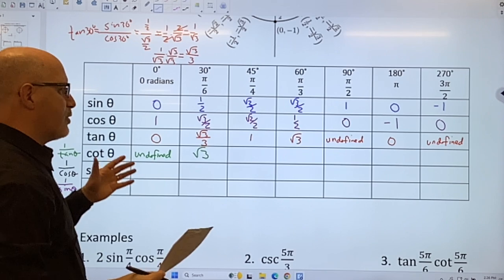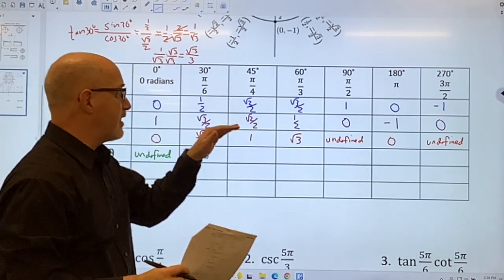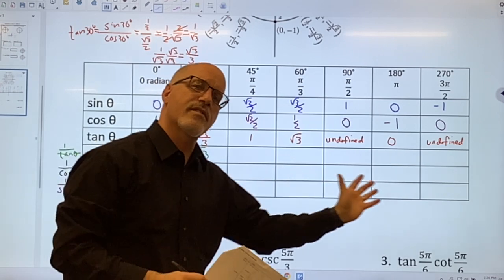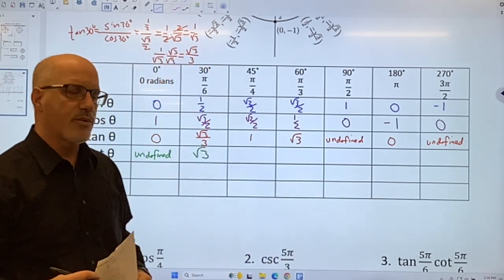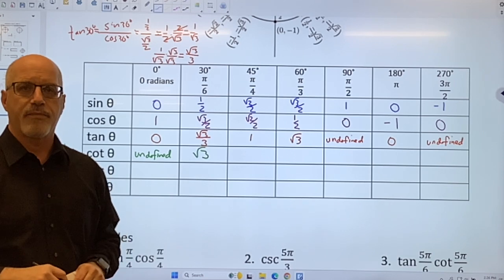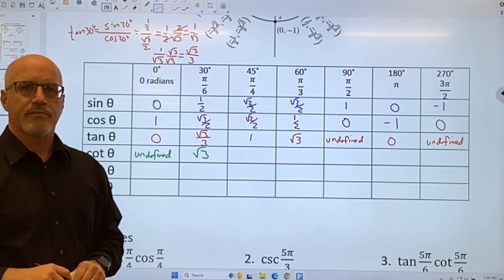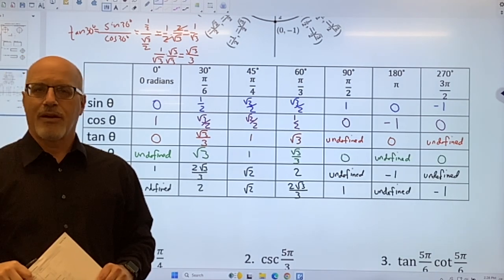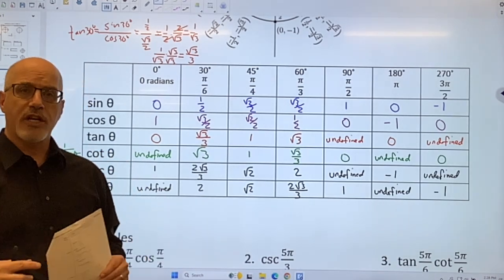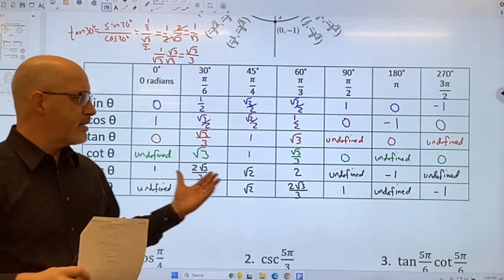So what I'd like you to do is pause the video, look at these first 3 lines, do their reciprocals, and fill in the rest of this chart to see how you do on the reciprocals of these 3 trig functions. All right, now that you've completed that task of filling in the rest of them, let's check over your answers. Look over these to see how you did.